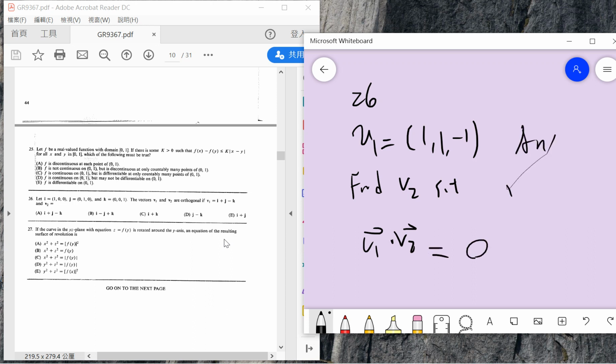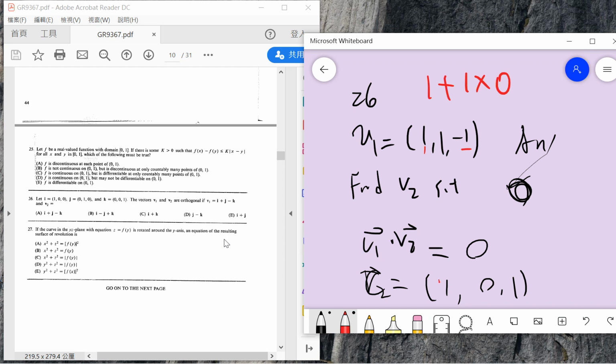So the answer is obviously C, right? C, because C is 1, 0, 1. So when you do the inner product, you have 1 times 1 is 1, plus 1 times 0, plus minus 1 times 1. So it's 1 minus 1, which is 0. So the answer is C. So for 26, the answer is C. This is simple, so that's it.